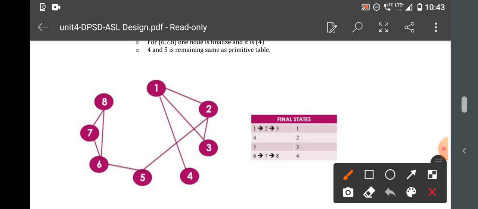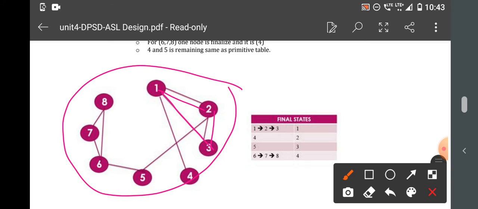Now I'm going to draw the merger diagram. 1 to 2 is connected, 2 to 3 is connected, 3 to 1 is connected, whereas 1 to 4 is not. Similarly 2 to 5. You can take this diagram and draw it using the primitive flow table. 2 to 5 is connected, 5 to 6 is connected. Again 6, 7, 8 is formed as one triangle.